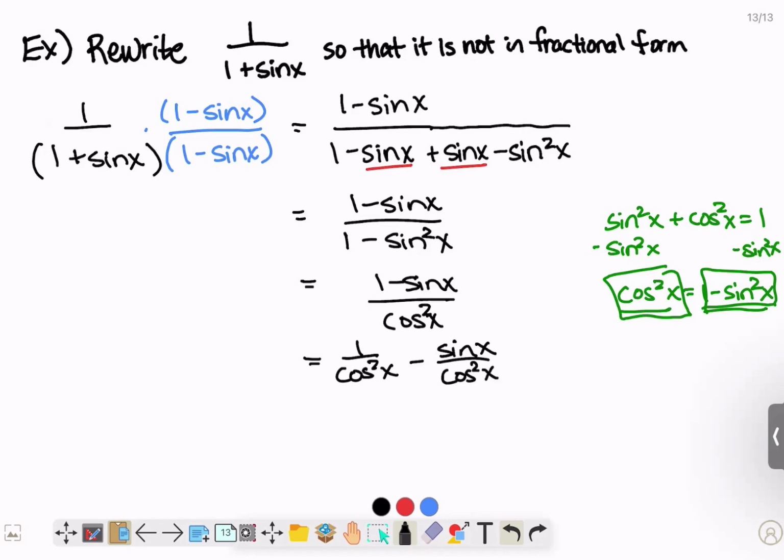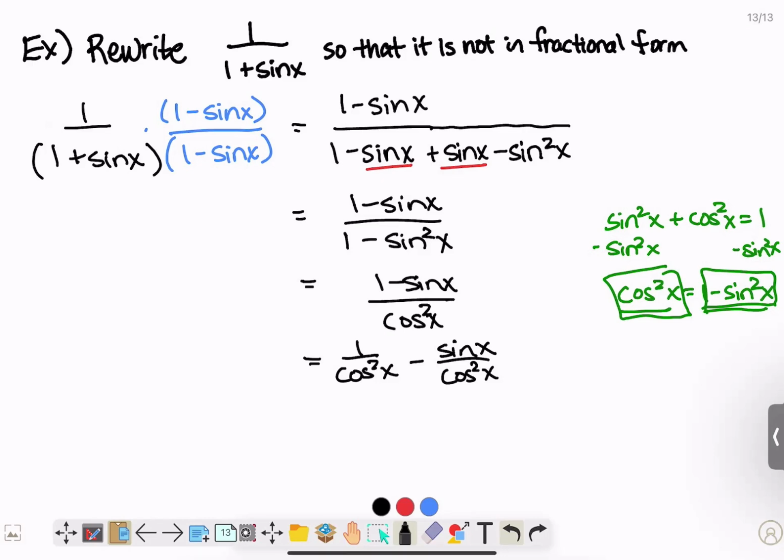At every step, you can double check. Could I put this back together? Could I go back to the previous step? If I were to subtract these two, they have the same denominator, so I would just subtract the numerators. I would get exactly what I have in the previous step. So, just double checking, I didn't change anything. They're still equivalent.